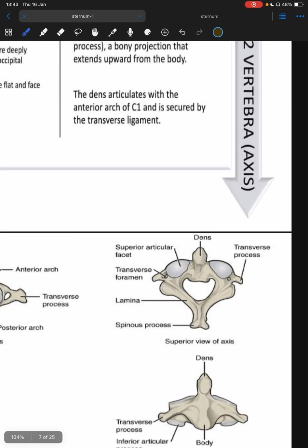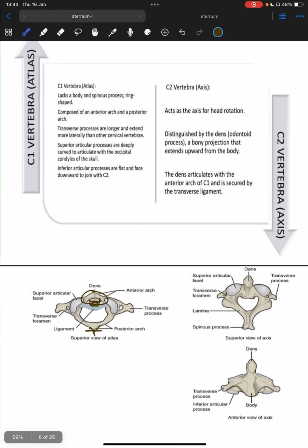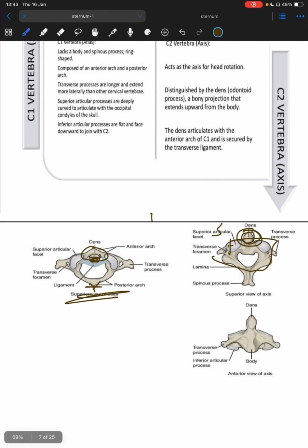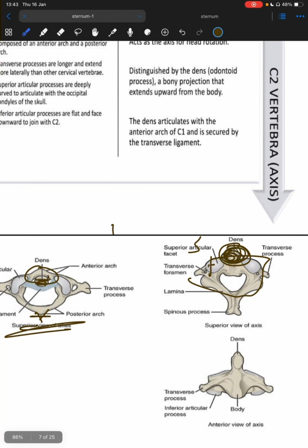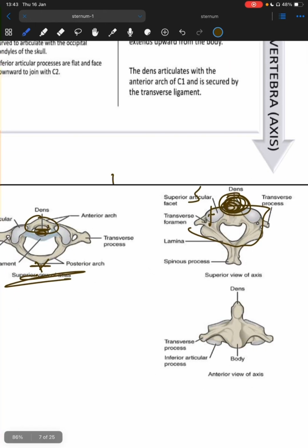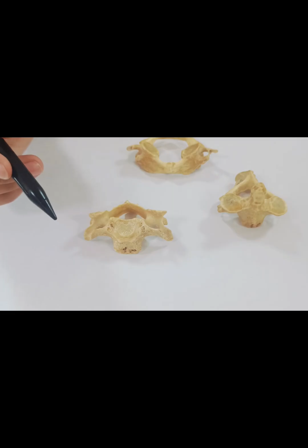Let's have a look at the axis. It acts as an axis for the head rotation. We have the dense body over here, and the atlas is placed over it, and it rotates the neck. It is distinguished on the basis of its dense body and the bony projection over it, this. So basically, this is the main difference between the atlas and the axis. And here we have little transverse foramina for the nerves to pass out.